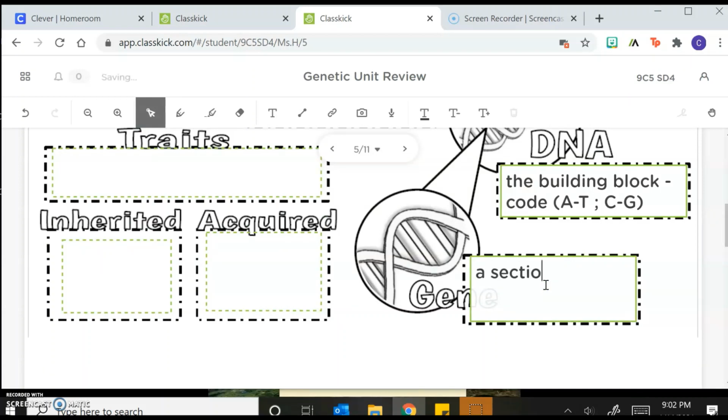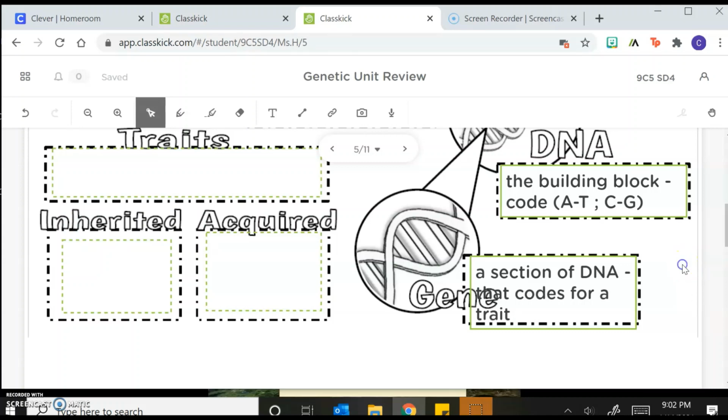So this is a tiny section of DNA. But what it tells your body is what color hair, or that you'll have a hair color, that you'll have an eye color, that you'll have an ear shape. It doesn't say what shape it's going to be. It just says you're going to have it. So this is a section of DNA that codes for a trait.